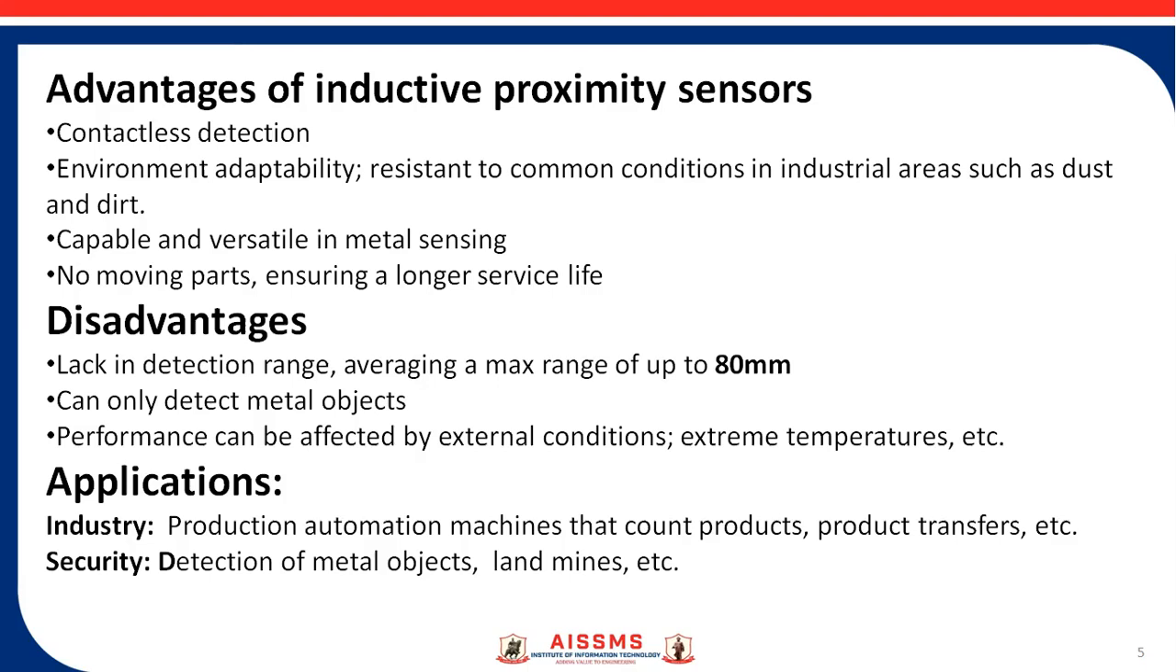Disadvantages are a lack of detection range, averaging a max range up to 80 mm. It can detect only metal objects. Performance can be affected by external conditions and extreme temperatures. Applications of inductive proximity sensors: it is used in production automation machines that count products, product transfers, and so on. It is also used in security systems for detection of metal objects, landmines, etc.